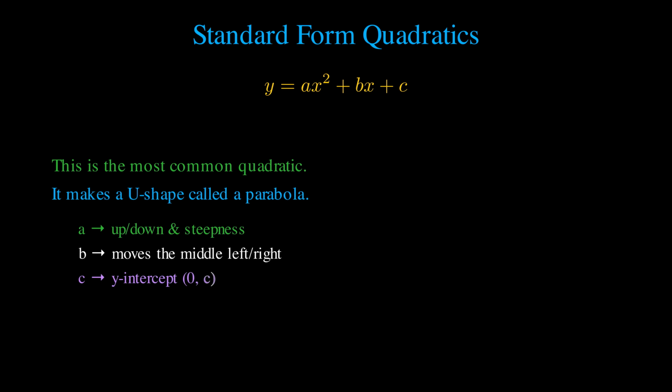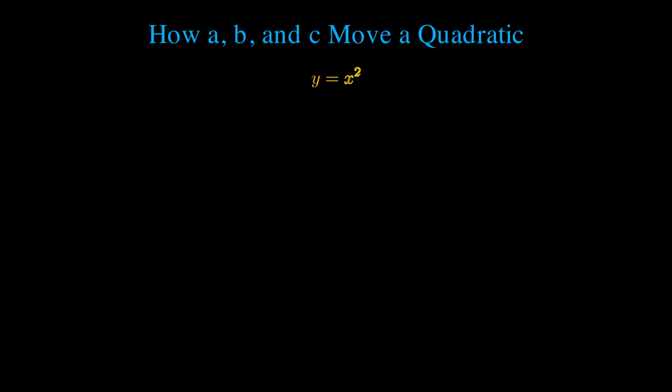C is the easiest. C tells you the y-intercept. That means when x is 0, y is whatever c equals. So the graph always crosses the y-axis at 0, c. Let's see how this looks visually.